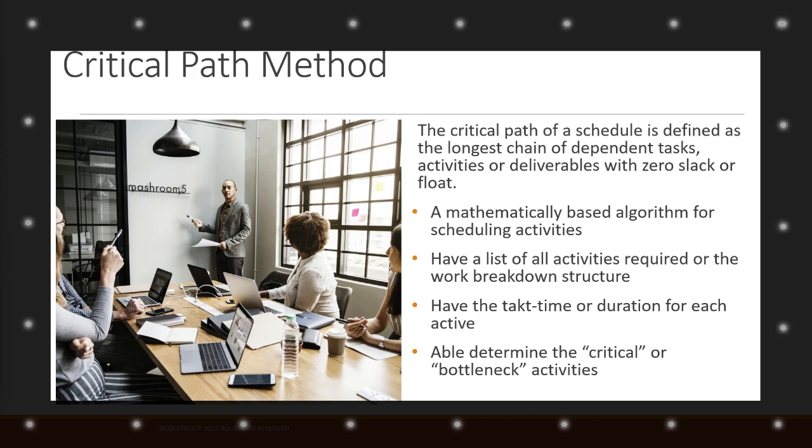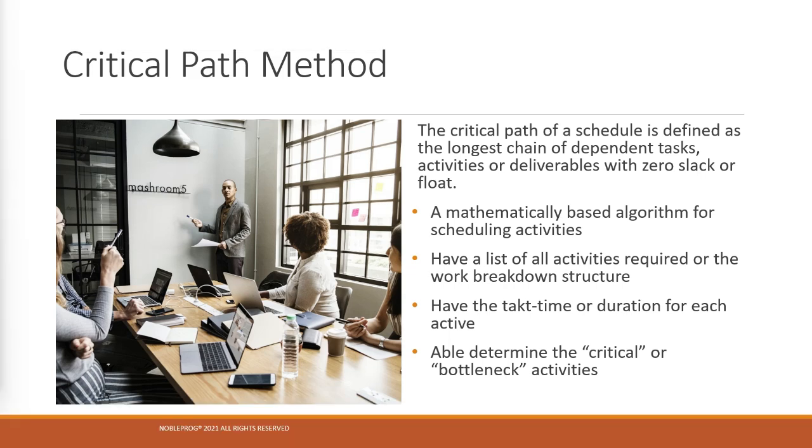The critical path of a schedule is defined as the longest chain of dependent tasks, activities, or deliverables with zero slack or float. It is the chain of items through precedence diagrams that defines the overall project duration. The tasks, activities, or deliverables on the critical path do not necessarily have the greatest risk or the most importance, but they do define the earliest finished state of the project.